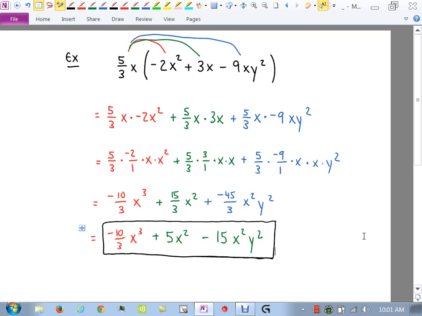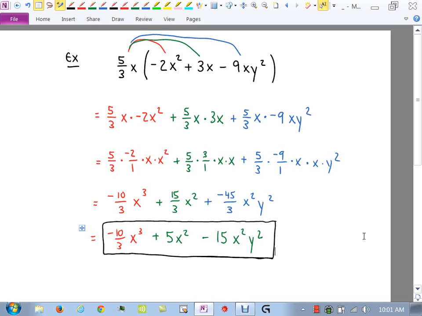Now, on multiplication of the fractions on the first one, I do 5 times negative 2. That's negative 10. 3 times 1 is 3. So that's negative 10/3. Then my x and x squared becomes x cubed. Over here, I could have just canceled these 3's and been 5. But I decided to go straight across and make it 15 over 3. Then x and x is x squared. The last one, I multiply straight across, negative 45 over 3. And then I put my 2 x's together, get x squared, y squared. The last step is just reducing these fractions. 15 divided by 3 is 5. Negative 45 divided by 3 is negative 15.